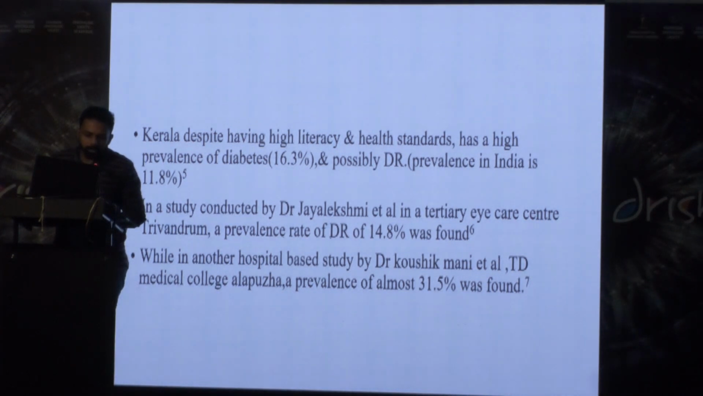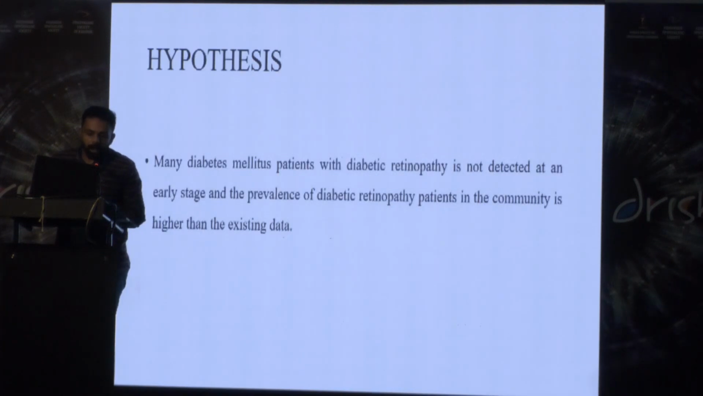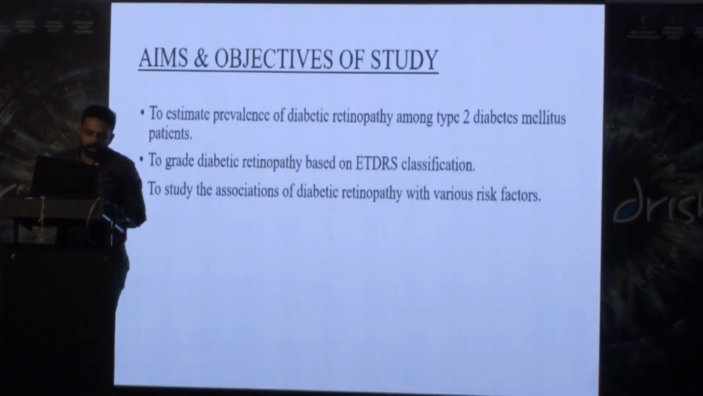In a tertiary eye care center in Trivandrum, a prevalence rate of diabetic retinopathy of about 14.8% was found, while in another hospital-based study, a prevalence of almost 31.5% was found by Dr. Kaushik Mani et al. Hypothesis: many diabetes mellitus patients with diabetic retinopathy are not detected at an early stage, and the prevalence of diabetic retinopathy patients in the community is higher than the existing data.